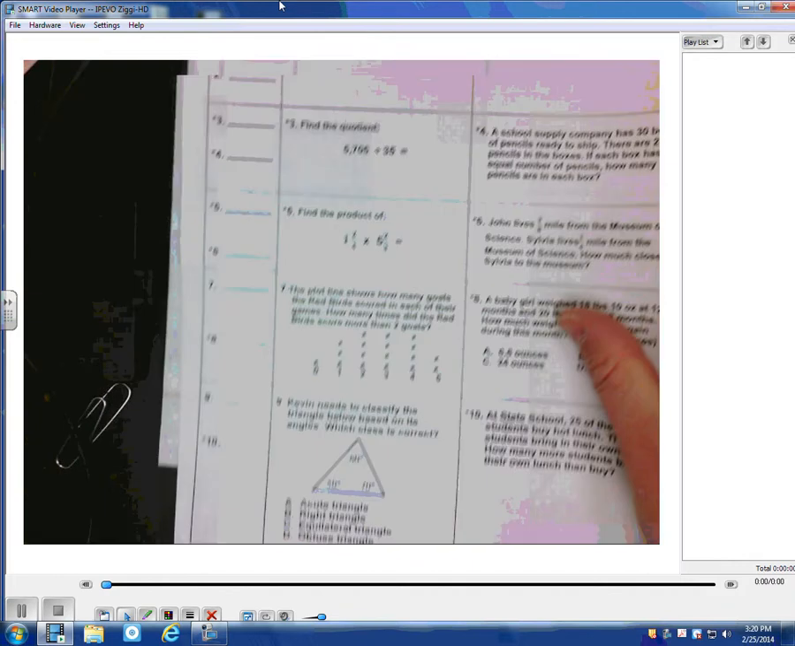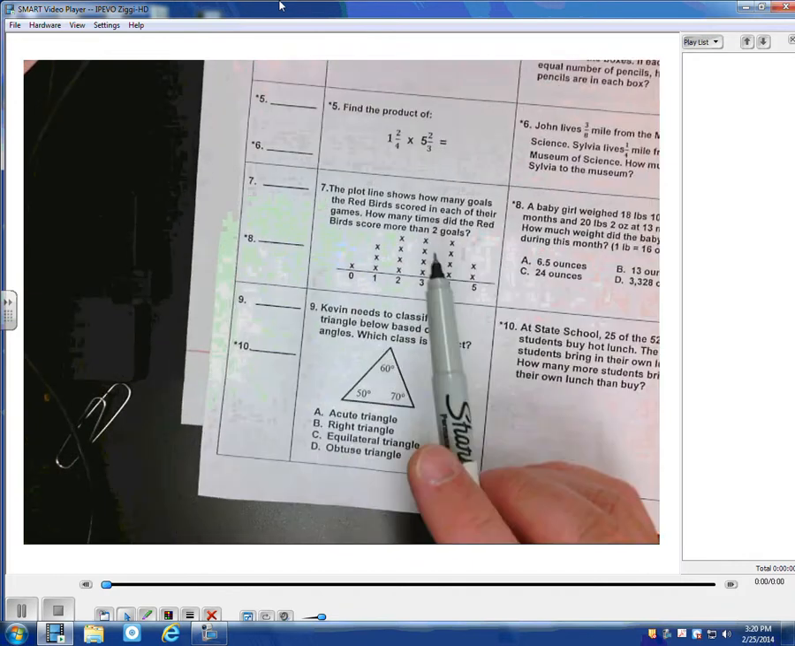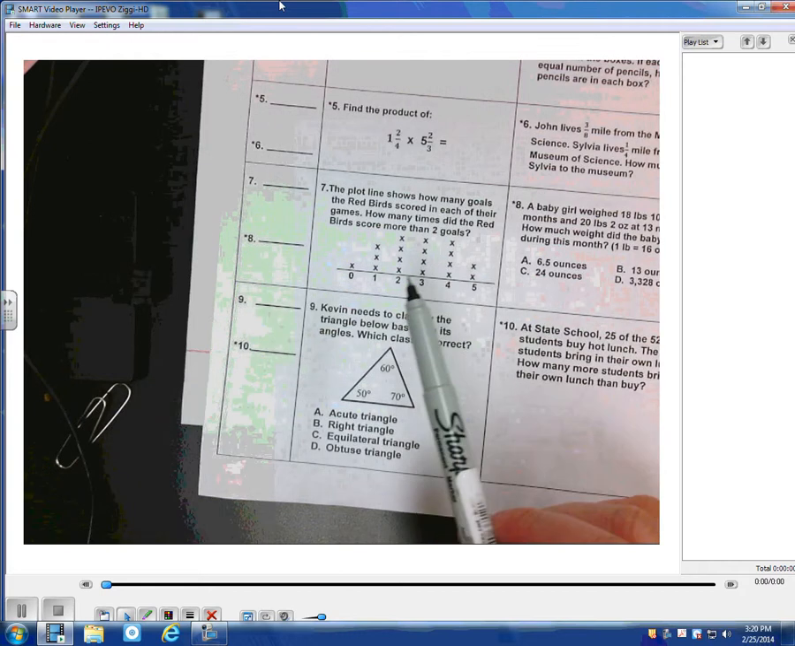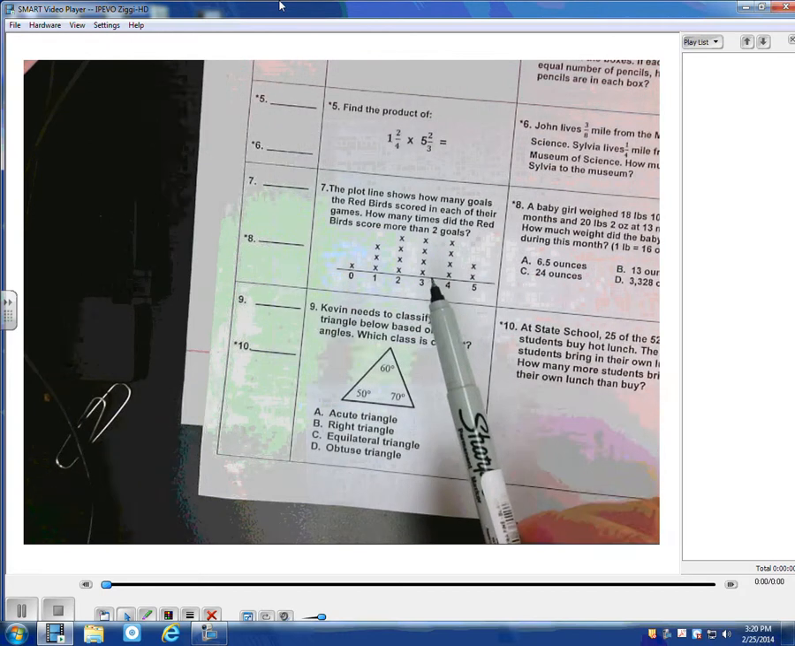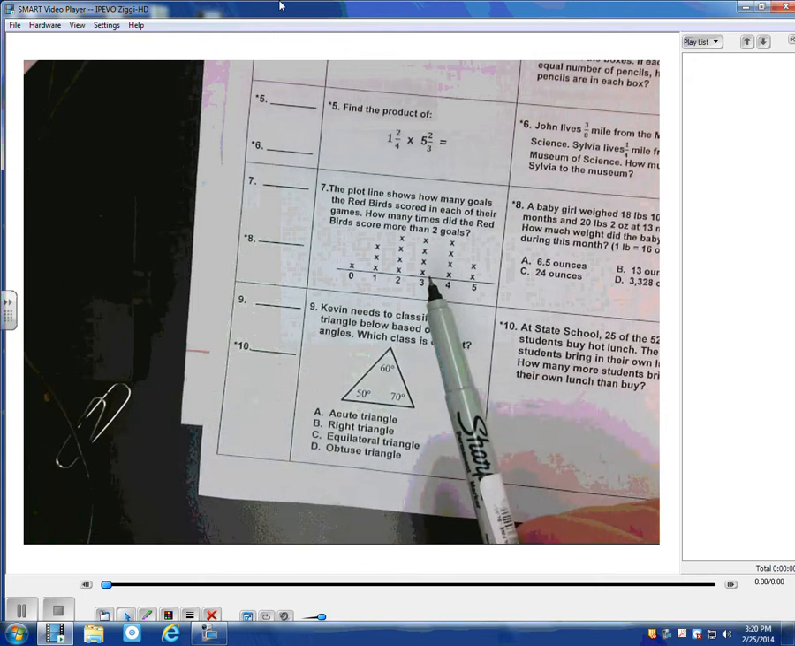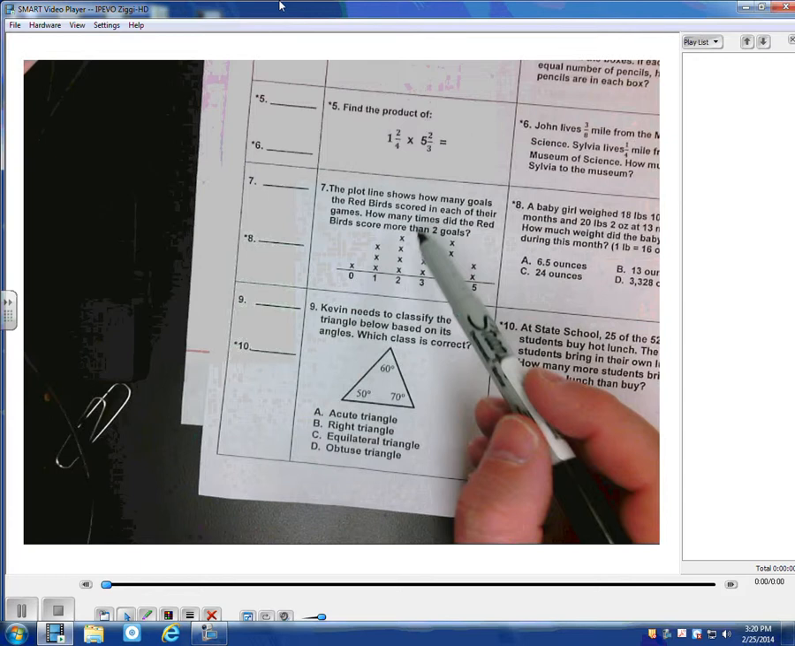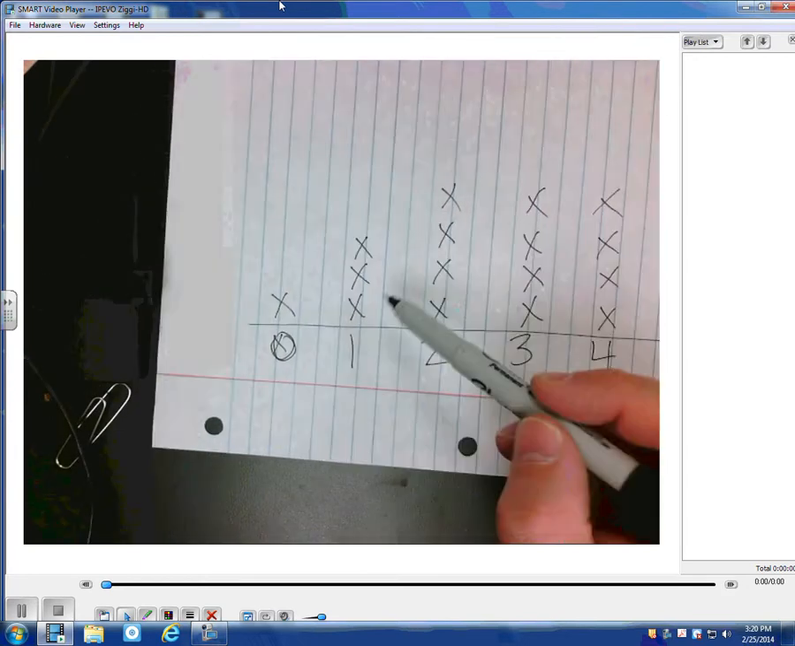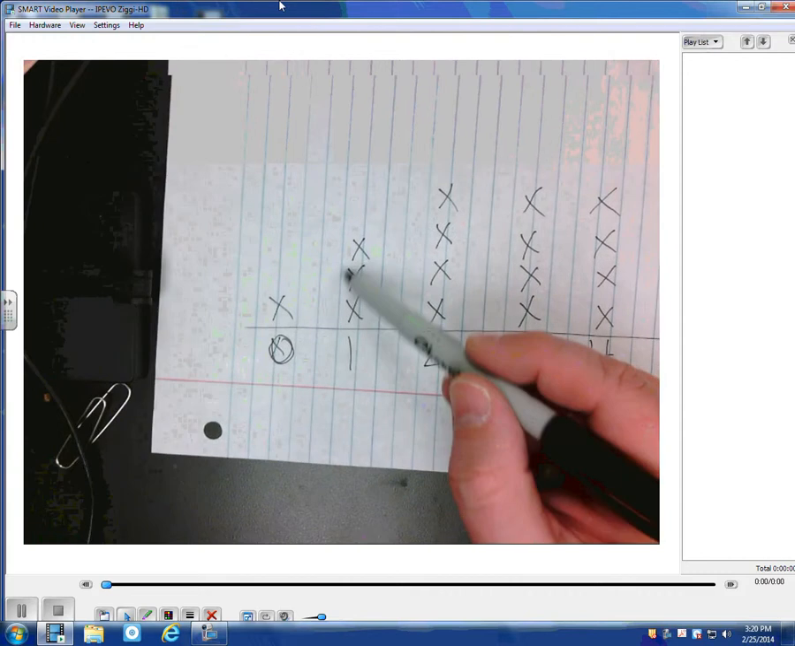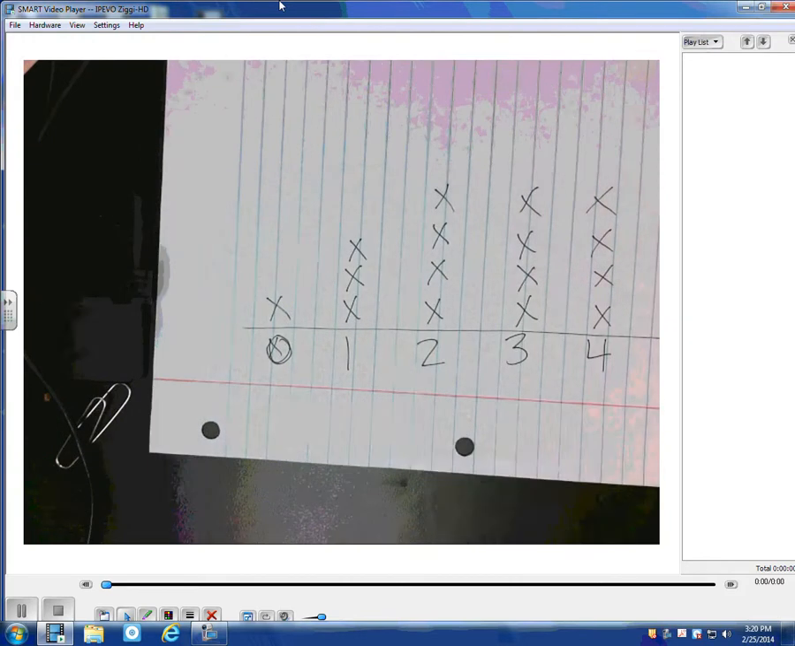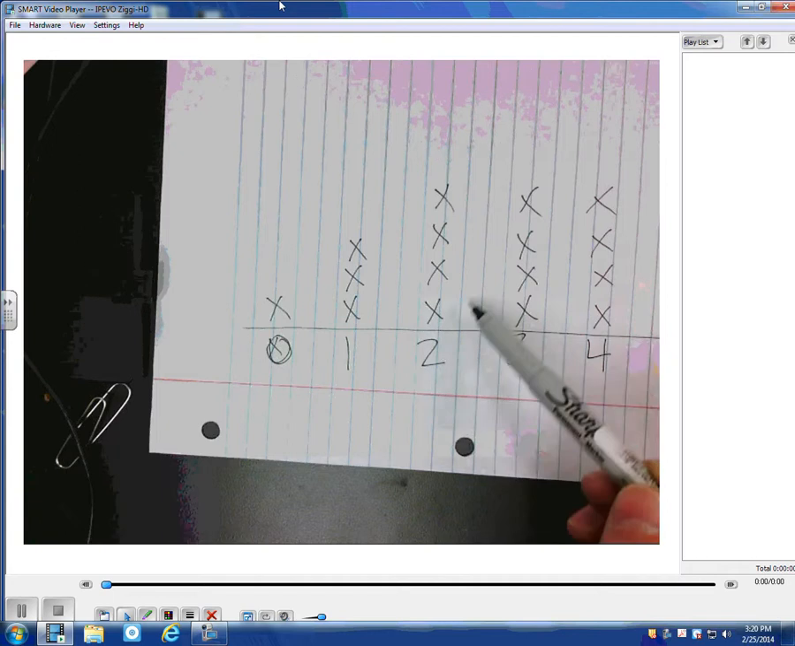So let's look at the problem again. The plot line shows how many goals the Redbirds scored in each of their games, and how many times the Redbirds scored more than 2 goals. So 0, 1, 2, 3, 4, 5 are the goals, and then the X's are the number of games. So for example, they scored 3 goals in 1 game. Okay, so they want to know how many times did the Redbirds score more than 2.